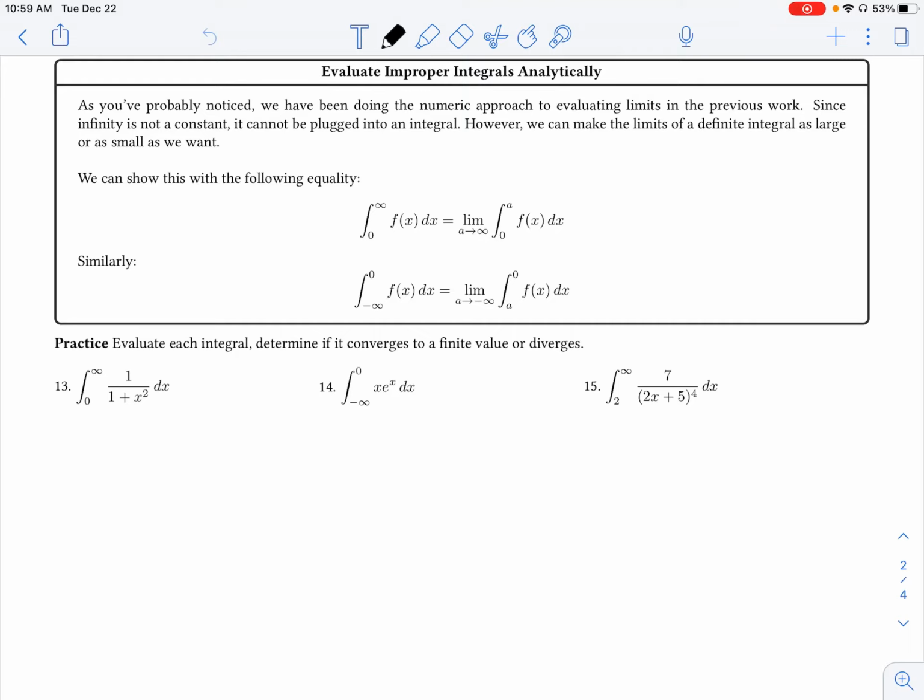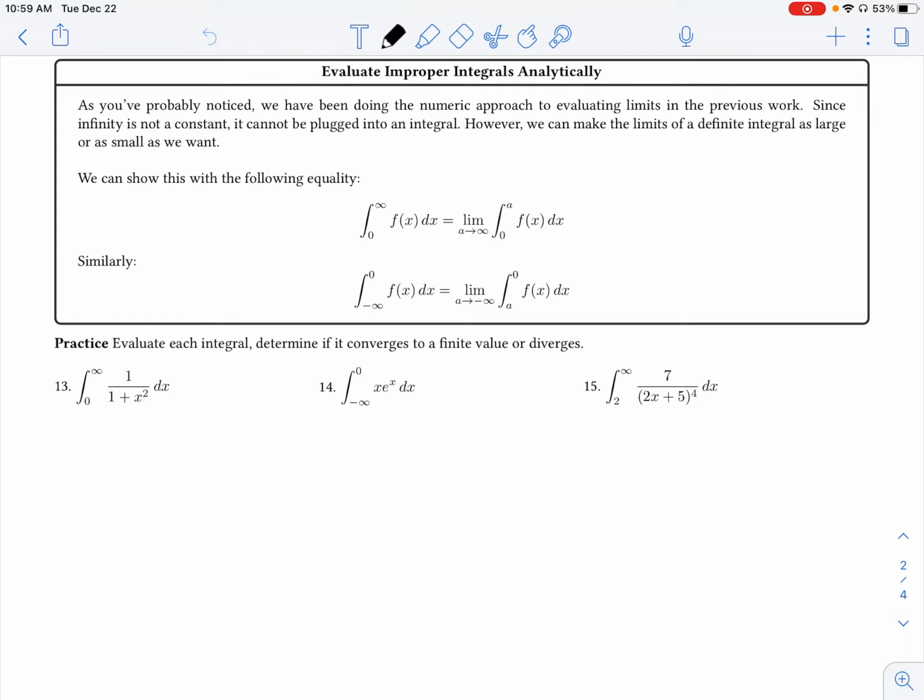In this video, I want to actually evaluate some improper integrals analytically. In our previous problems, we had just looked at a couple of these integrals and numerically tried to get a sense of when these integrals might converge or diverge. But we want to now actually evaluate these improper integrals analytically.